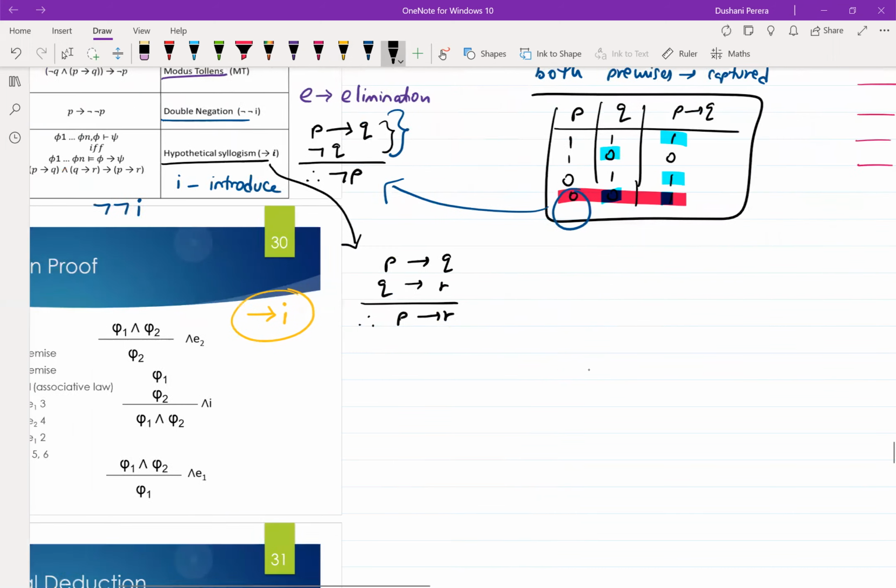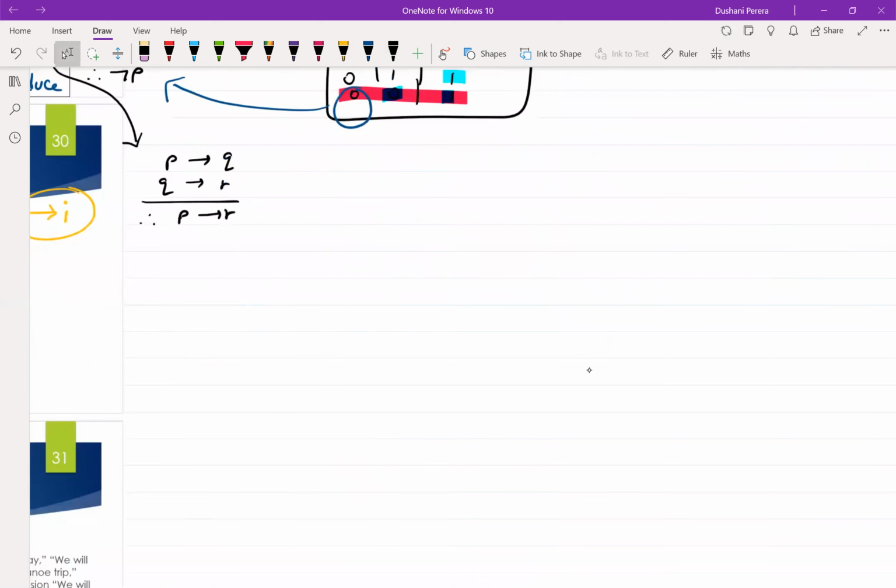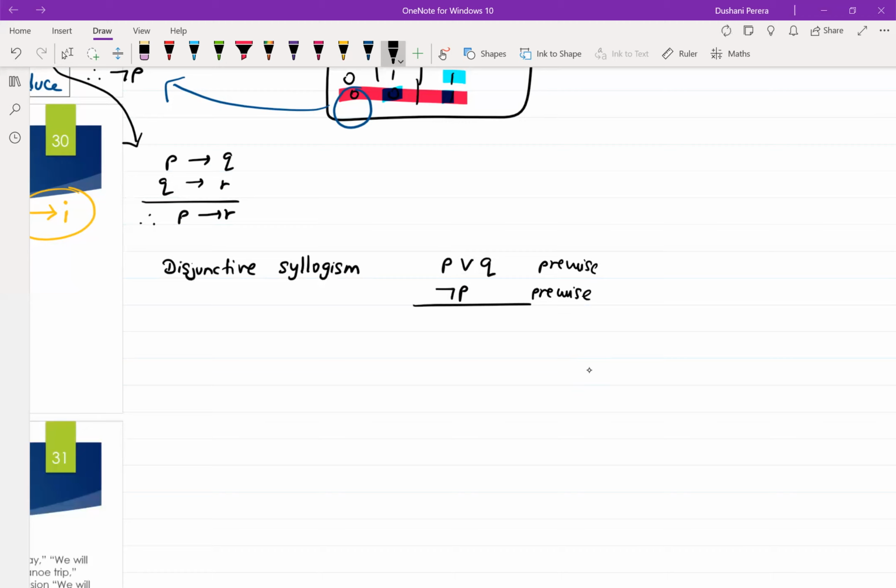Then you have something called disjunctive syllogism. What happens here is you have P or Q, and you are told that negation P is true. So this is a premise and this is a premise. Either P or Q, if P is false now, anyways Q has to be true, right? Therefore you say this is Q. So this doesn't have a notation. If you are going to use this, you say you are using disjunctive syllogism.